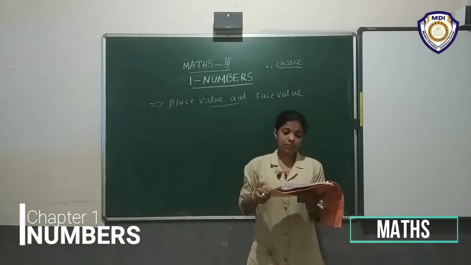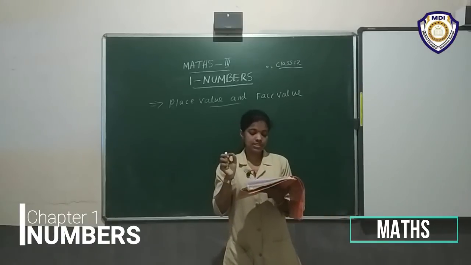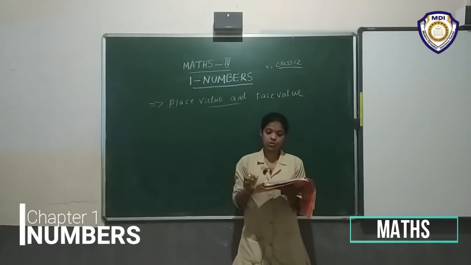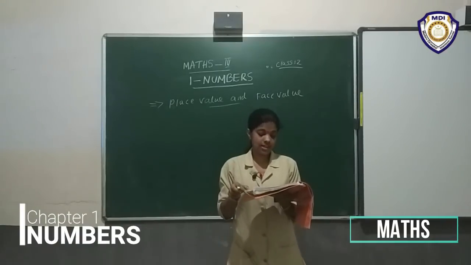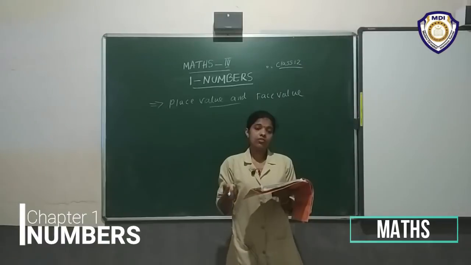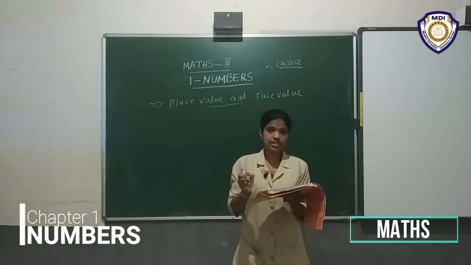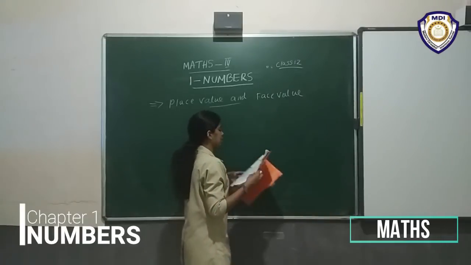A digit in a number depends on the place of the digit in a number. The place value of a digit in a number depends on the place of the digit in a number. What is the face value? The face value of a digit is the digit itself. Okay, listen here.